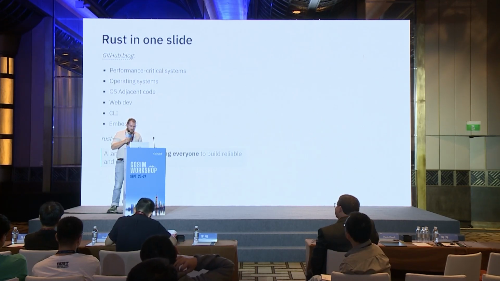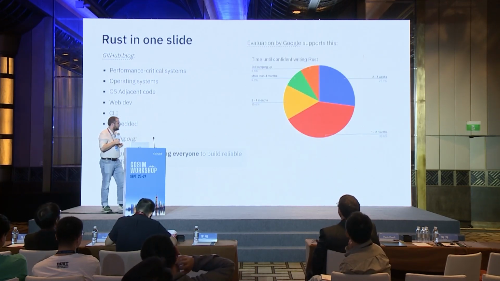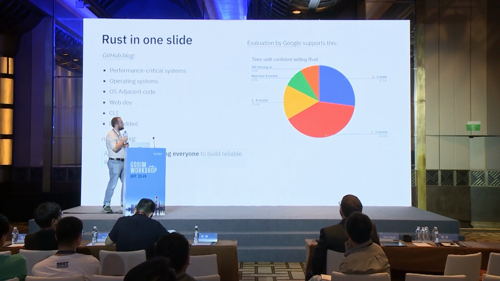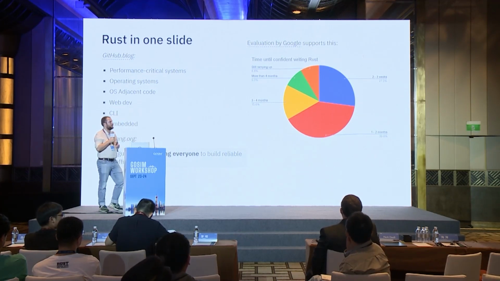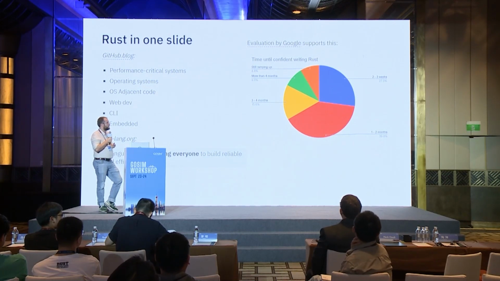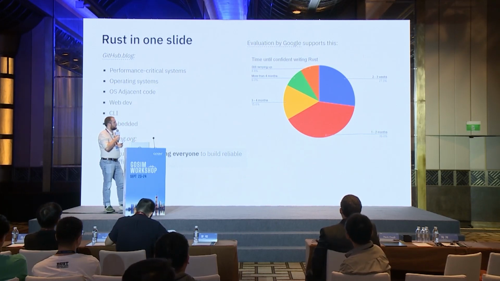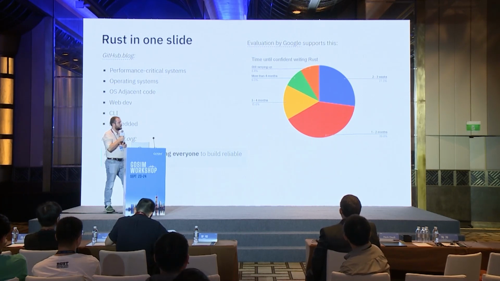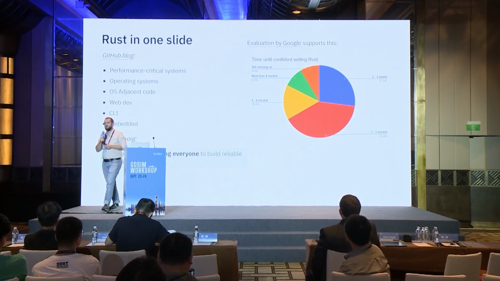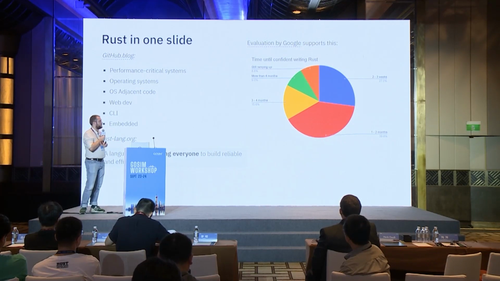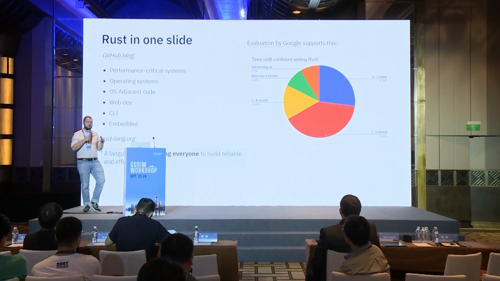And also there's this, well, pretty famous pie chart, I think. This is from a survey Google did on their comprehensive Rust course. And what it shows is the time until participants were confident writing Rust. And what I think is really striking is that even though a lot of people say that Rust is hard to get started with, I'm not sure that's true. I've heard counter arguments.